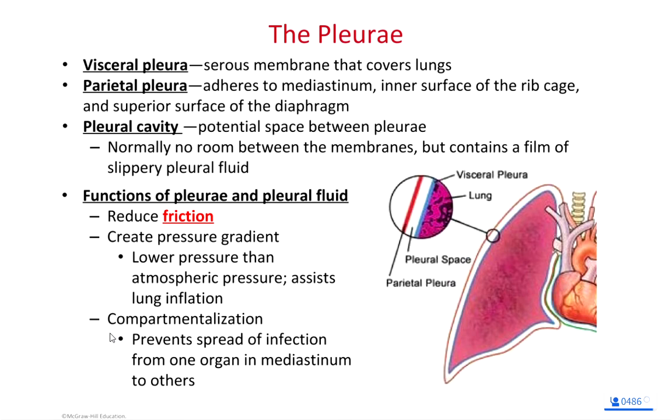Another component of the pleura that's very helpful is compartmentalization. It helps to separate the lungs from the other organs and pathogens present within the thoracic cavity.